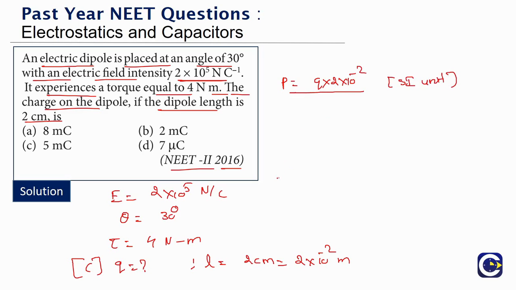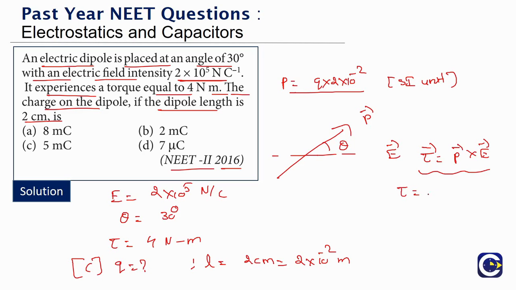Now we know, if there is a dipole which is making an angle of theta with the electric field, the torque acting on that dipole will be equal to what? P cross E in the vector notation. So here we are just looking at the magnitude, right? What will be the magnitude of the torque? P cross E means what is the magnitude? It will be P sine theta.